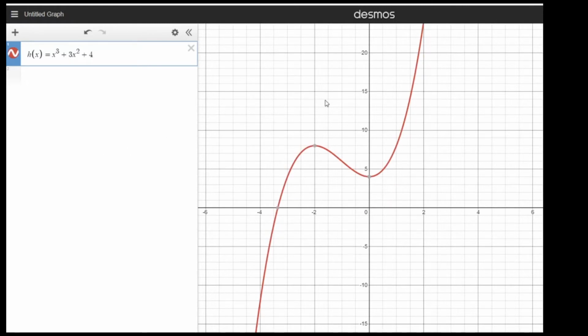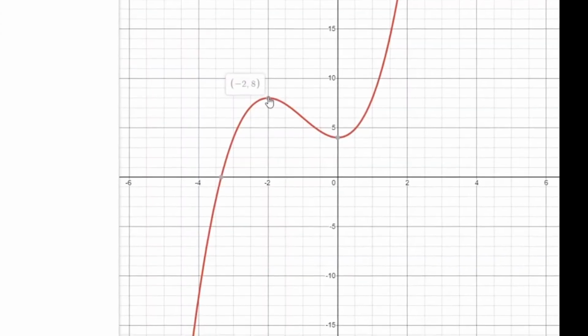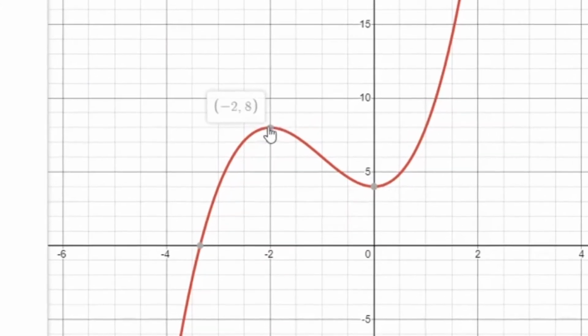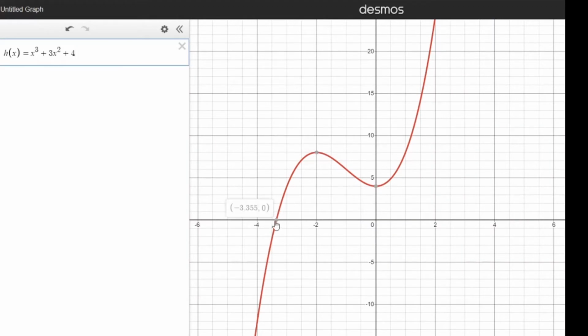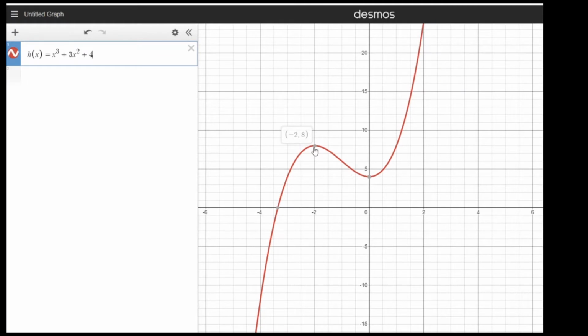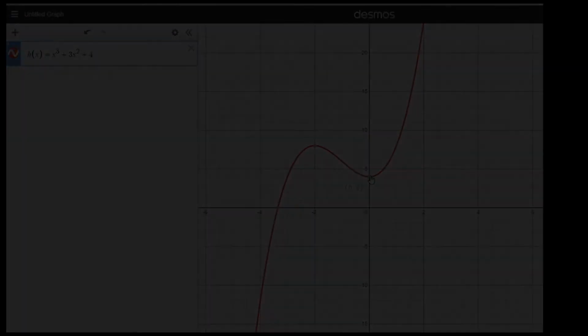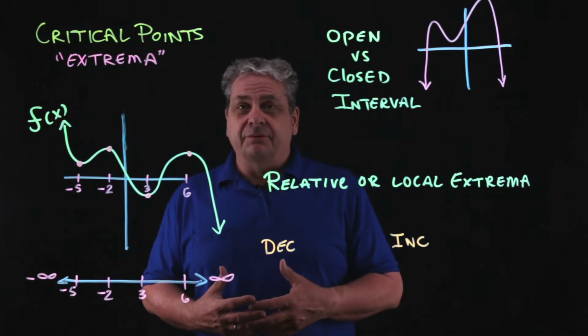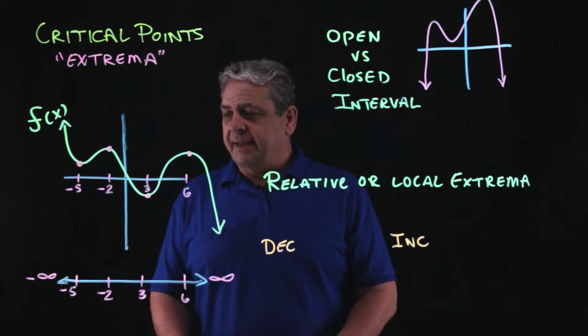What's kind of neat about Desmos is it actually gives me my critical points right off the bat. I don't have to do much finagling to find it. So I get these points right away. It also gives me other critical points like the x-intercept, and in this case the y-intercept is the minimum. So I know that the local maximum here is at -2.8 and the local minimum is at 0.4. Pretty easy stuff. Okay, that's not too hard, especially with those types of tools at our hands, okay?